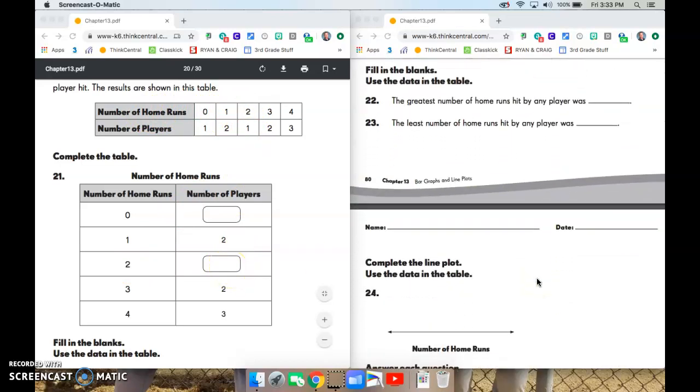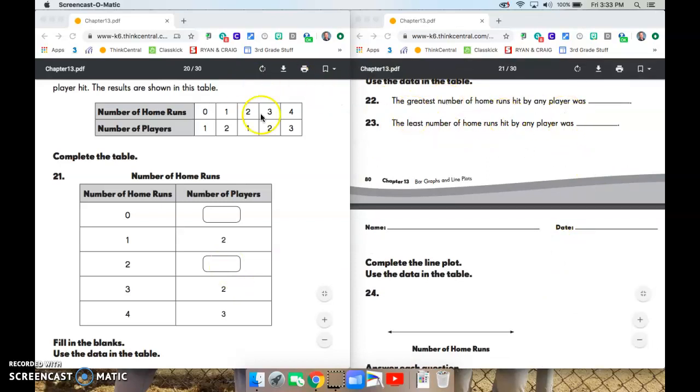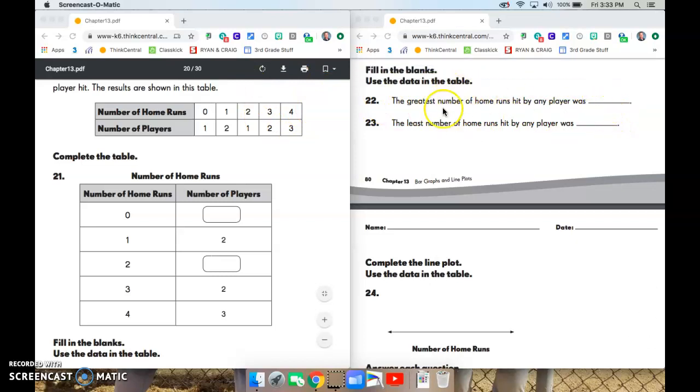Now we're going to fill in the blanks. The greatest number of home runs hit by any player was 4. And there were 3 people that did it. The least number of home runs hit by any player was 0 by 1 player.